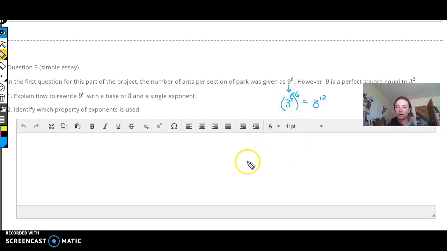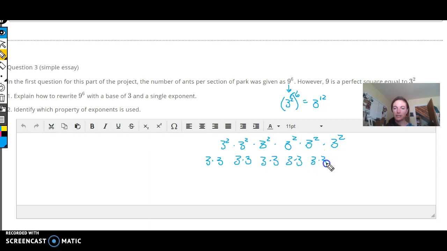So if I have 3 squared to the 6th, that means that I have 3 squared times 3 squared times 3 squared times 3 squared times 3 squared times 3 squared, right? So that's 3 squared to the 6th power, 6 of those. All right, so this then becomes 3 times 3, and this is 3 times 3. Each one of these is 3 times 3. All right, and if we count those up, 1, 2, 3, 4, 5, 6, 7, 8, 9, 10, 11, 12. That is why that works.